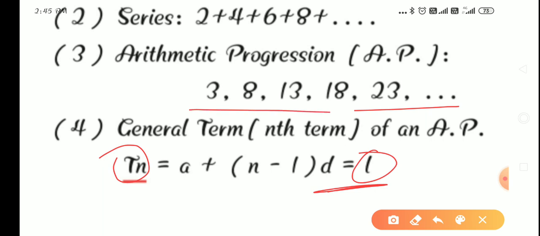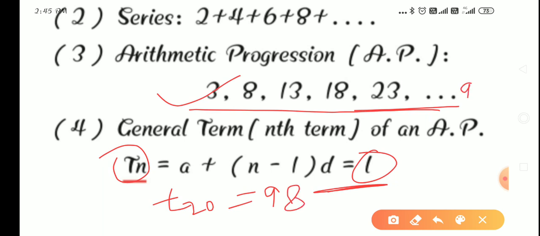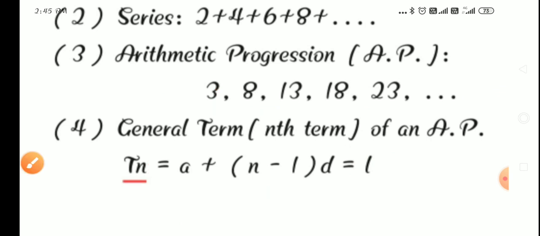Suppose in this case also, if I say this sequence has 20 terms, what will be the last term? The last term is the 20th term. So the 20th term, as I told you just before, will be 98. So here you can write 98. If it has only 20 terms, then the 20th term will be 98. Now after this, I think whatever I have explained about sequence, series, arithmetic progression, AP, and the general term or nth term of an AP, you have understood.